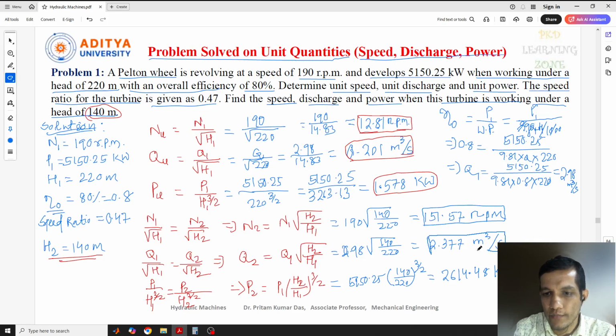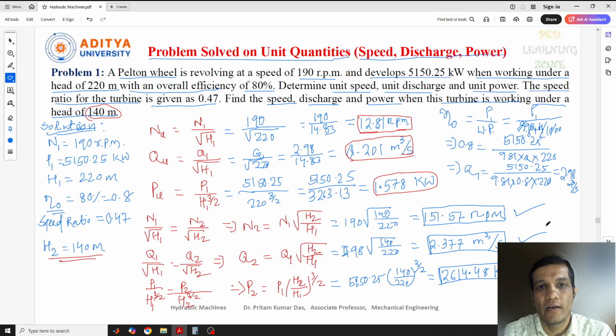So in this problem what we came to know is that if the same turbine is given but needs to be installed at different heads, we can calculate the speed, the discharge and the power. That's why unit quantities are very important for an engineer to understand, to find out or to optimize: how to install it or where to install it, at what head, how much discharge will come, how much power is required, or what the speed of the turbine will be. All these things can be calculated from this concept of unit quantities.